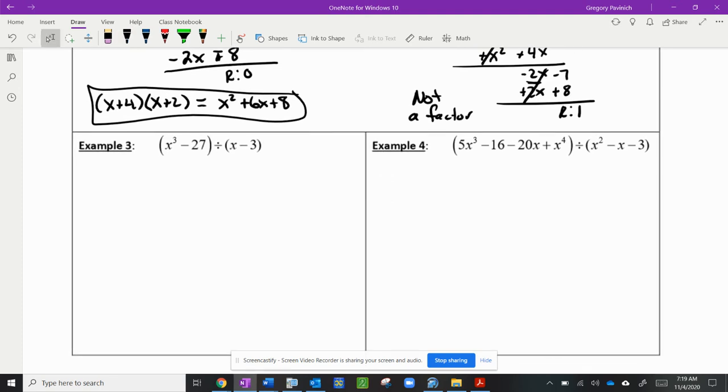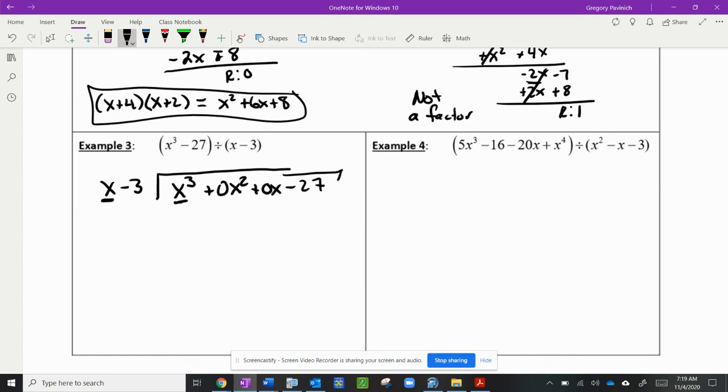Okay, examples 3 and 4 are ones where things aren't perfectly written for us. How are we going to handle that? So here I have x minus 3, my smaller degree polynomial, and I'm dividing into this cubic, but notice there are some terms missing. I'm missing my quadratic, I'm missing my linear, and my constant. You need to place 0 placeholders when you're missing a term, otherwise it's really hard to keep track of all your terms. So I'm going to do the same thing.